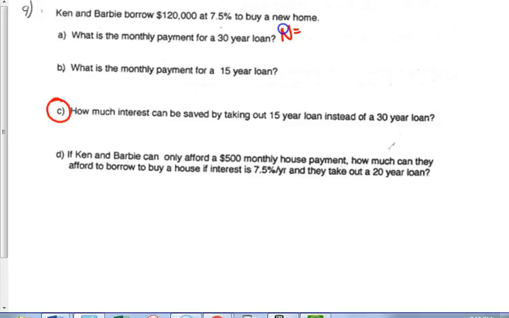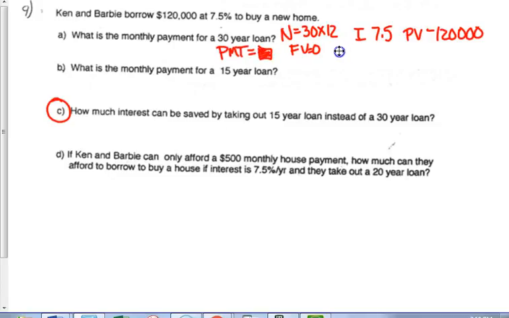So this is 30 times 12, 7.5%. Present value, you're borrowing 120. You can put it in as positive or negative, it doesn't matter. Your future value is 0. You're trying to find your payment. And these are both 12. So then it comes out.